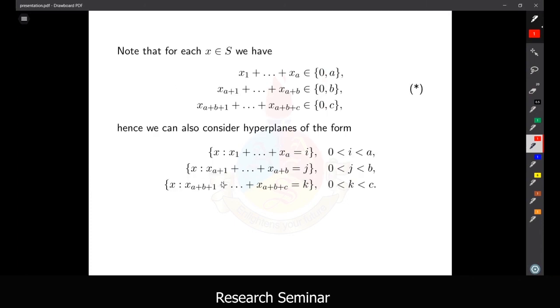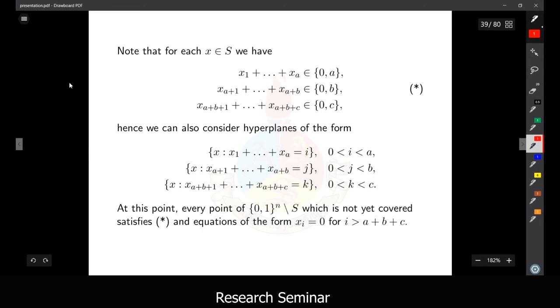So note that for each point from our restricted set, we have the following properties: if we take the sum of the first a coordinates, then it is either 0 or a. If we take the sum of the next b coordinates, then it is equal to either 0 or b. And if we take the sum of the next c coordinates, then it is equal to either 0 or c. So we can consider hyperplanes of the form that the sum of appropriate coordinates is equal to something in between, like between, for instance, 0 and a in case of the first a coordinates.